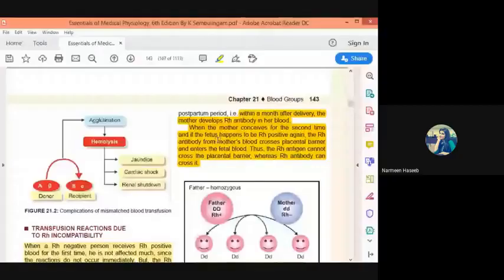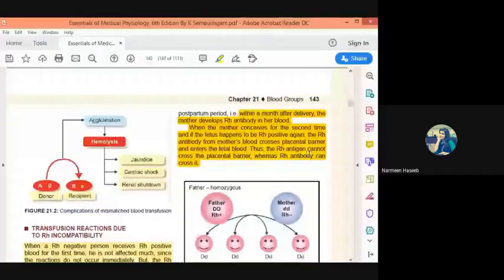When the mother conceives for the second time, the first baby escaped and no symptoms were shown in the baby because there was no clumping of the blood previously. But now, if the mother conceives for the second time and the fetus happens to be Rh positive again, the Rh antibody from the mother's blood crosses the placental barrier and enters the fetal blood. Previously, the antigen present in the fetus was unable to cross that placental barrier and enter the mother's blood.